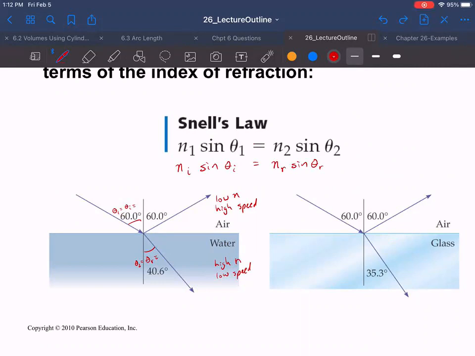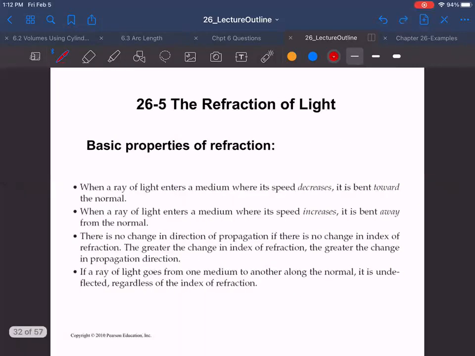If you look over here, you can see that it is bending more toward the normal for glass, which would indicate that glass has a higher index of refraction than the water in this picture. It bends to a 35 degree angle, whereas the other one bent to 40 with the same incident angle. And then you can just use Snell's law for that.